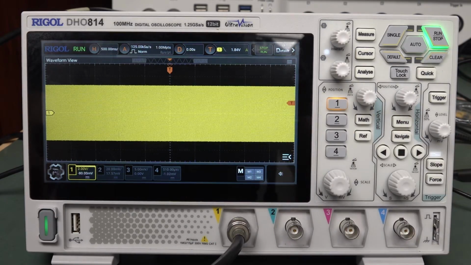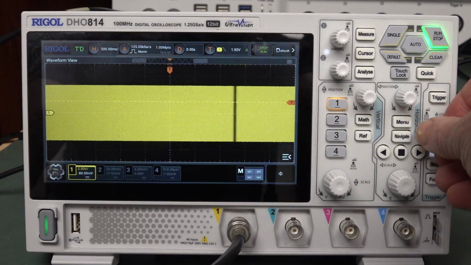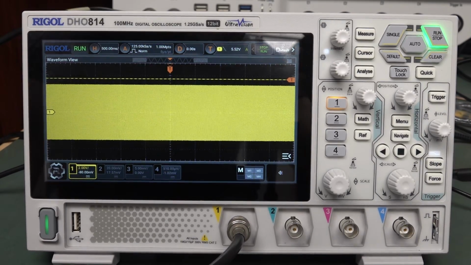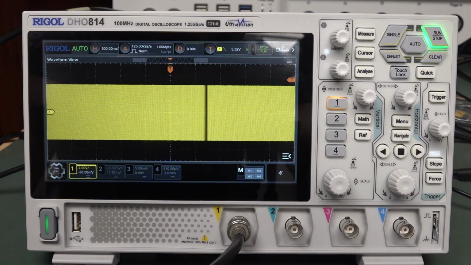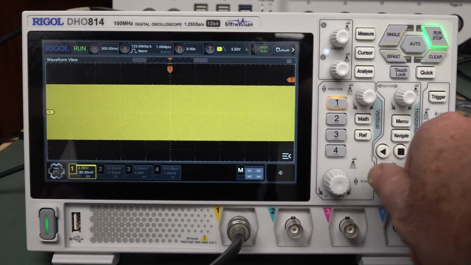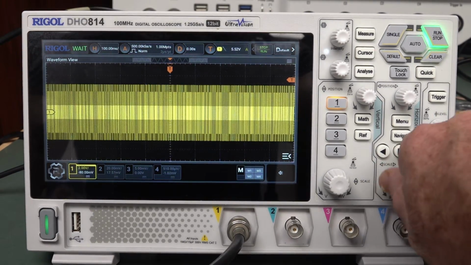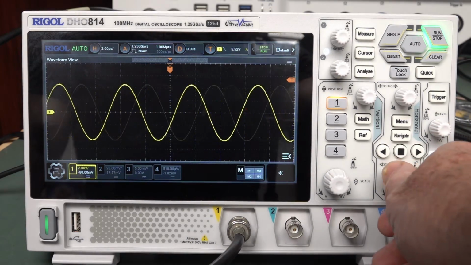I tried measurements on and all sorts of things. I even tried putting the trigger outside the window, so that it's not actually triggering. That guarantees it's auto triggering here, and still nothing. So I'm not able to reproduce his issue here.